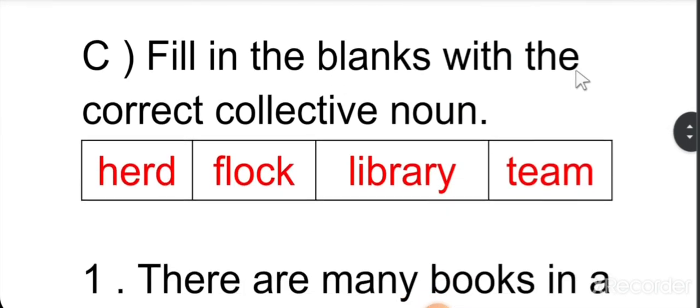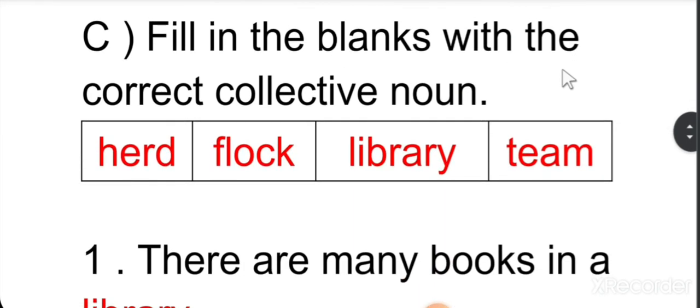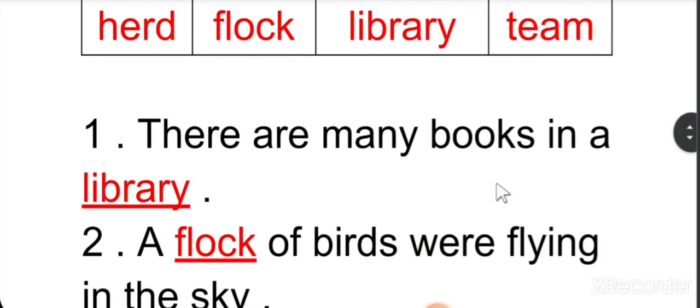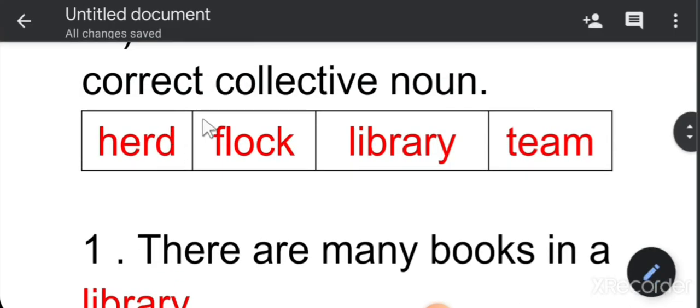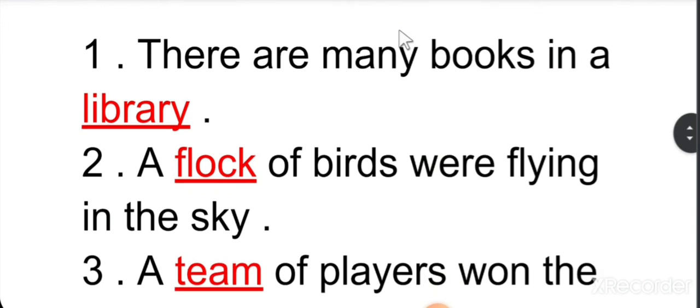Let's do an activity to understand this. Fill in the blanks with the correct collective noun. Here a help box is given. You have to choose the correct collective noun and fill it in the blank. There are many books in a dash. Where there are many books, we call that place a library. So we will choose library from the box and write it.